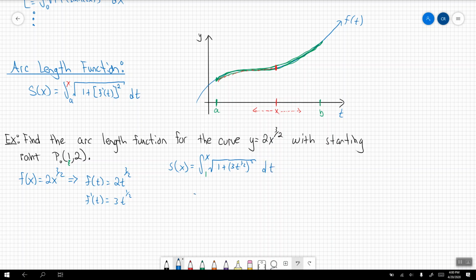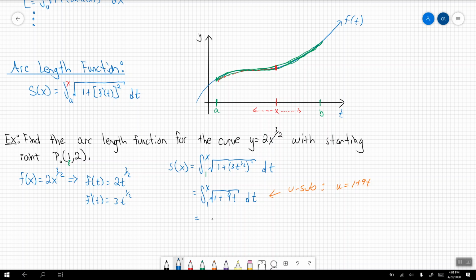Now, in this particular instance, we're able to simplify this a little bit more, and the radicand is going to be 1 plus 9t inside of the square root, and that's dt. Now this turns into a nice u substitution. So make a u substitution. Your u substitution can be u equals 1 plus 9t, and we'll be able to figure it out from there.